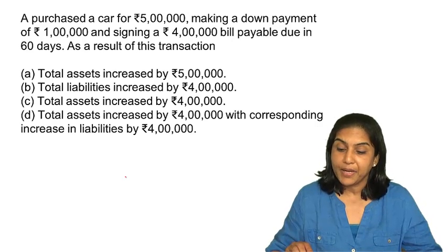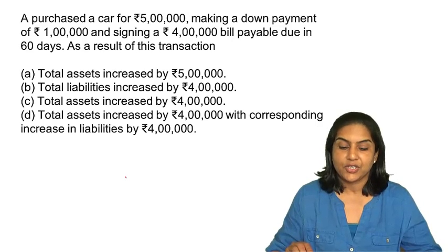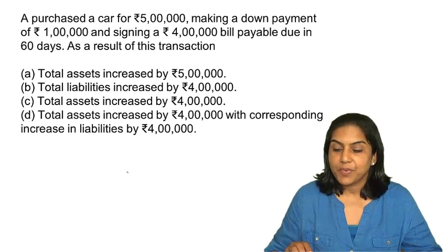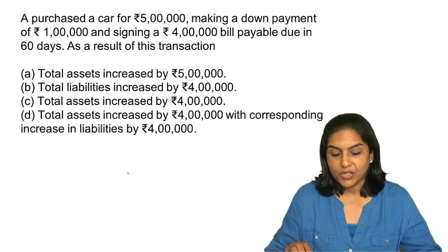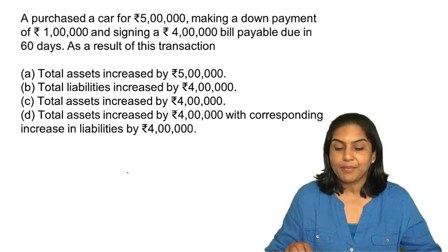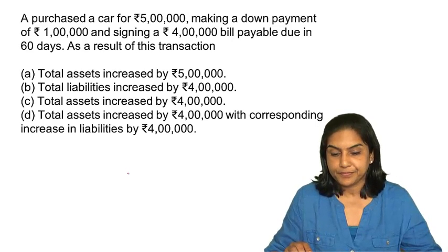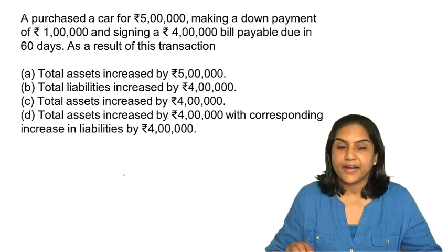Next, A purchased a car for 5 lakh, making a down payment of rupees 1 lakh and signing a 4 lakh bill payable due in 60 days. As a result of this transaction, A, assets increased by 5 lakh. B, liabilities increased by 4 lakh. C, total assets increased by 4 lakh. D, total assets increased by 4 lakh with corresponding increase in liabilities by 4 lakh. Which is the correct option?